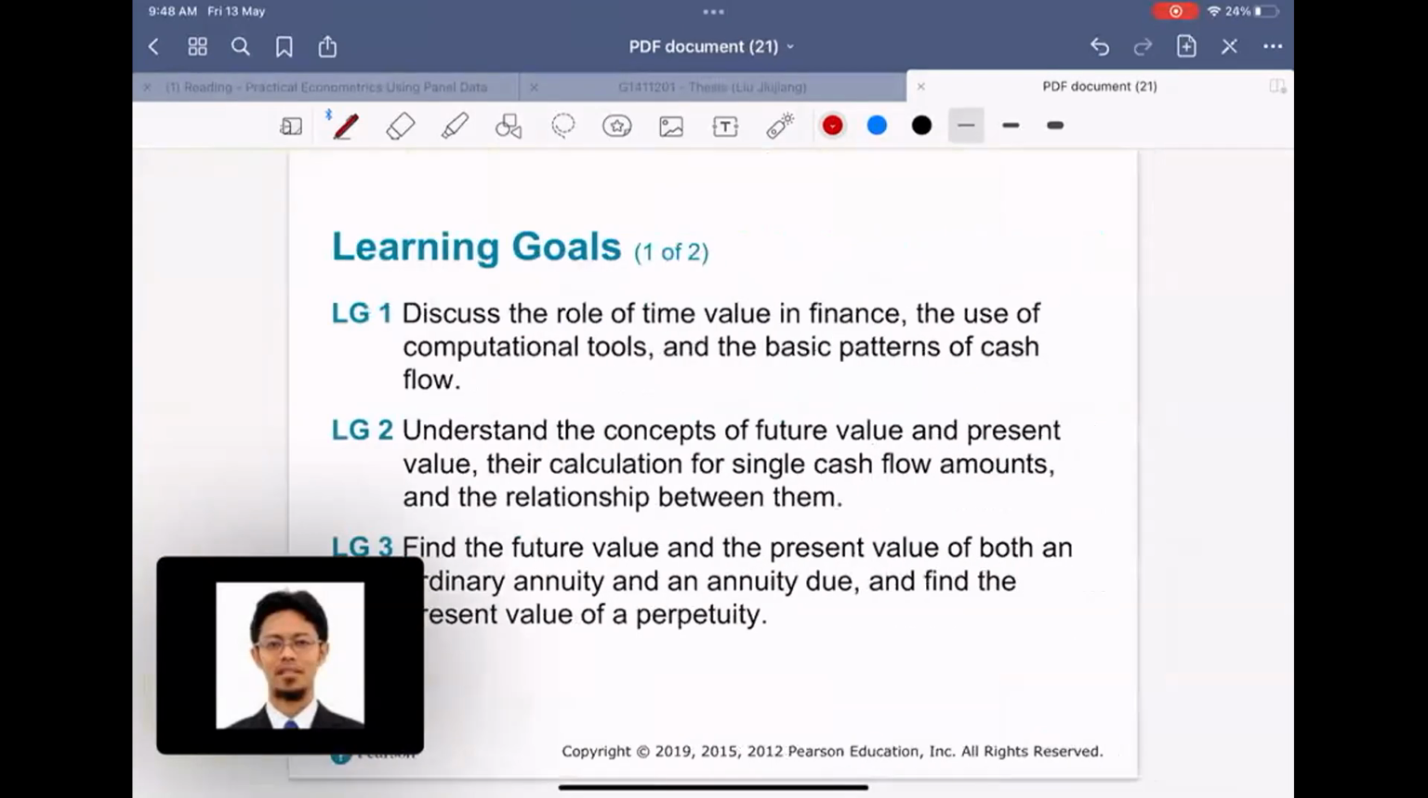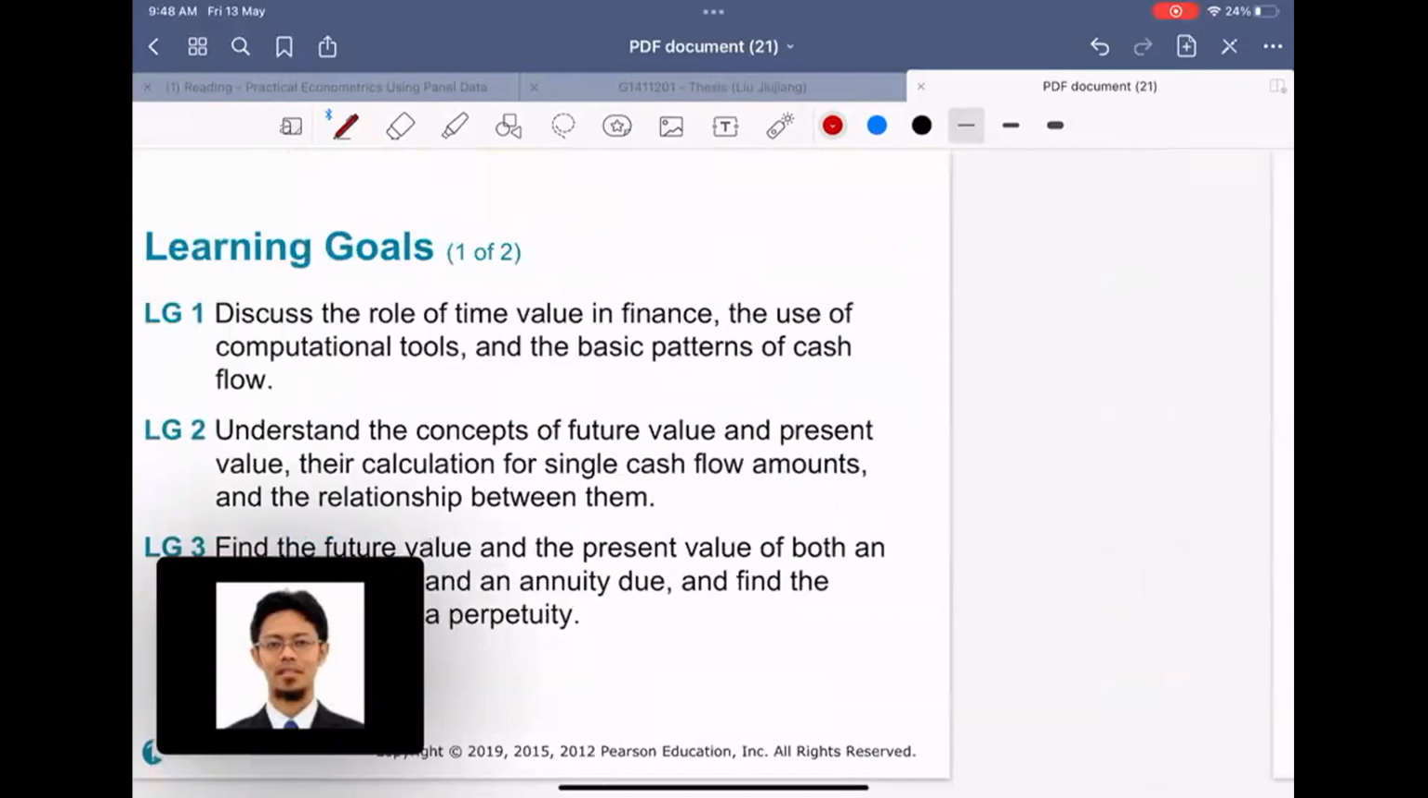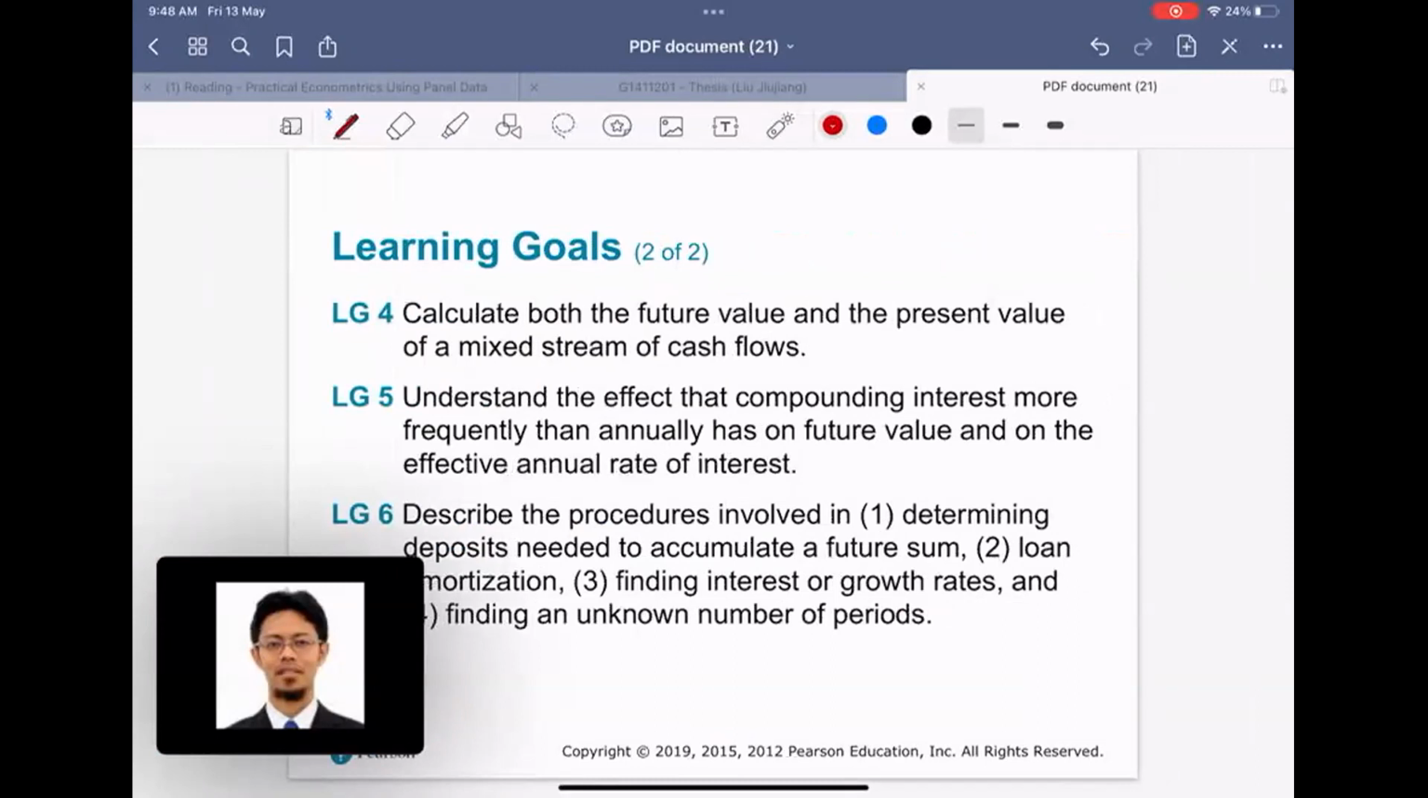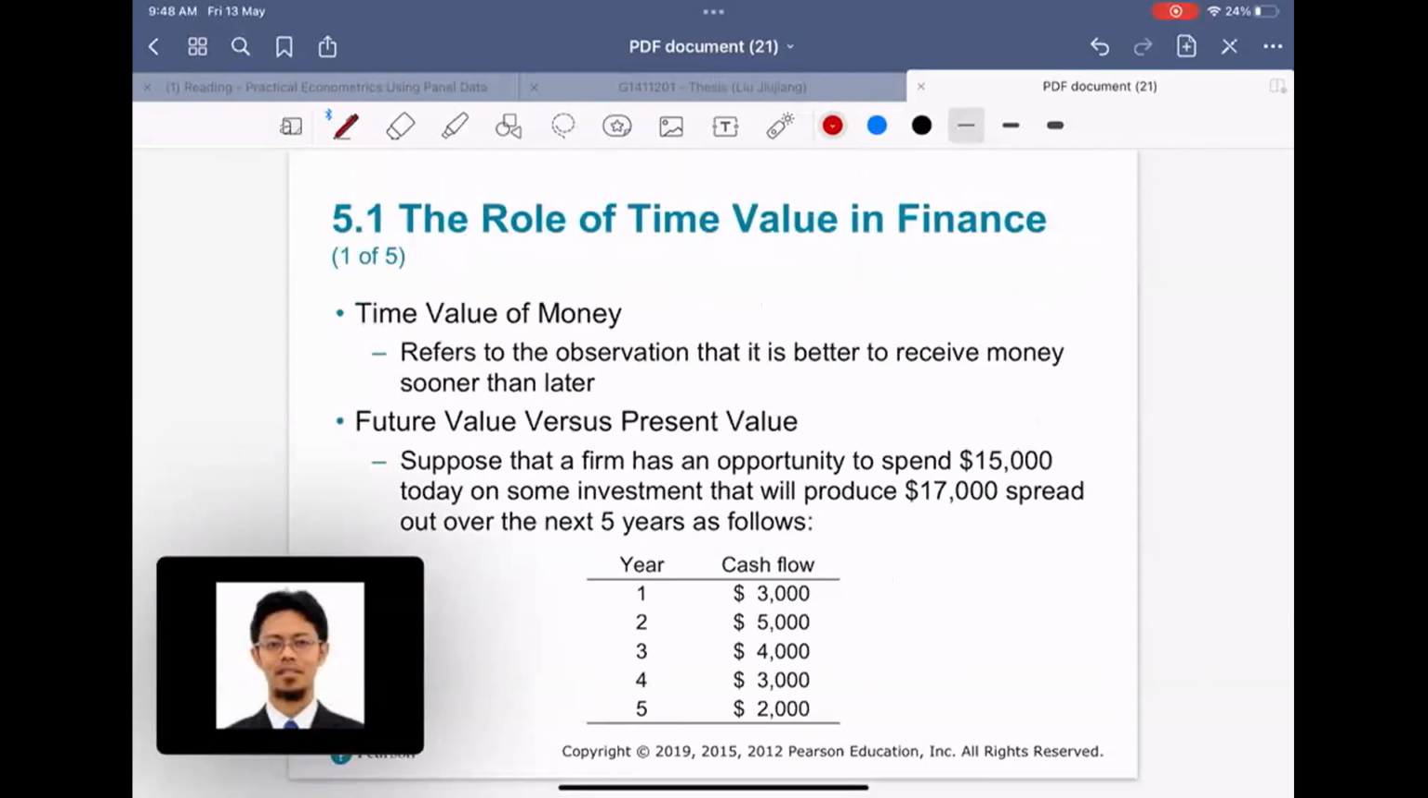Okay, so now we go to the slide. Today we're going to look, maybe not yet the annuity, but we'll see. Discuss the role of time value in finance, both future value and present value, mixed stream. So what is time value of money? It refers to the observation that it's better to receive money sooner than later. This is the key point.